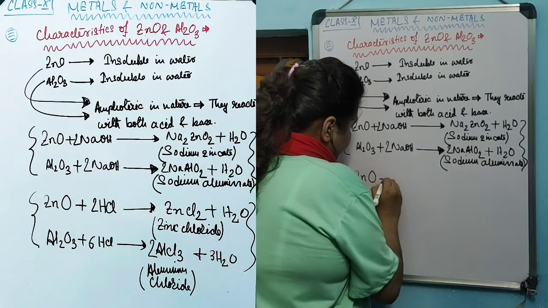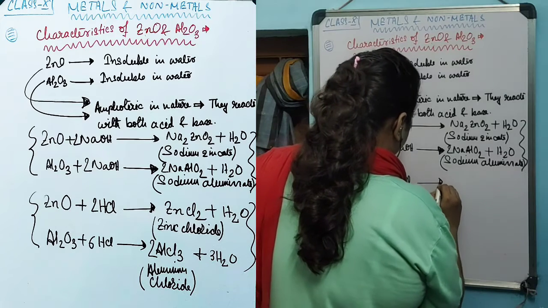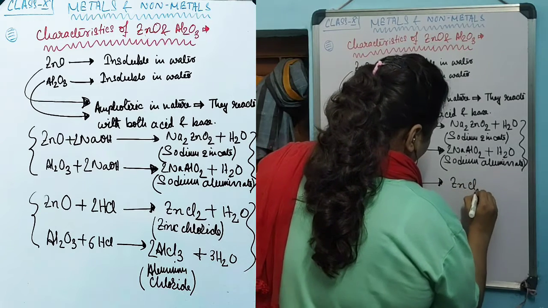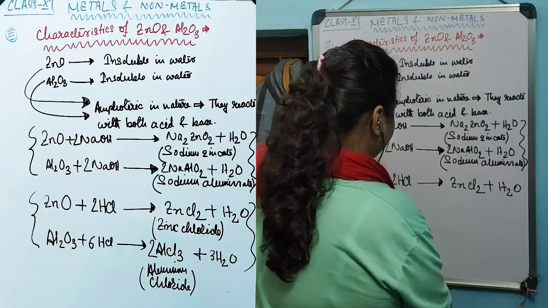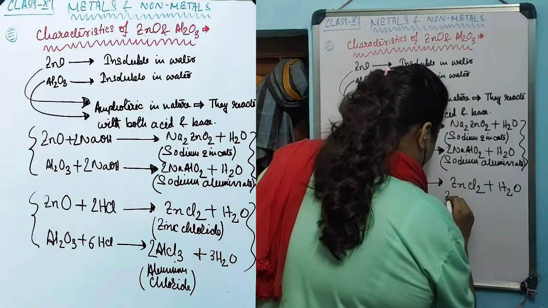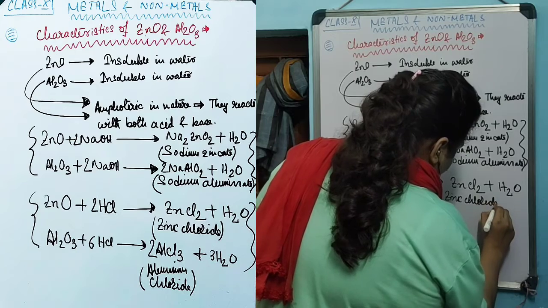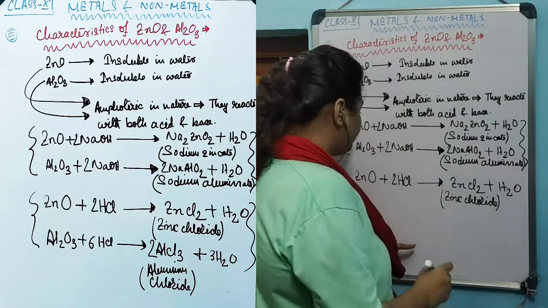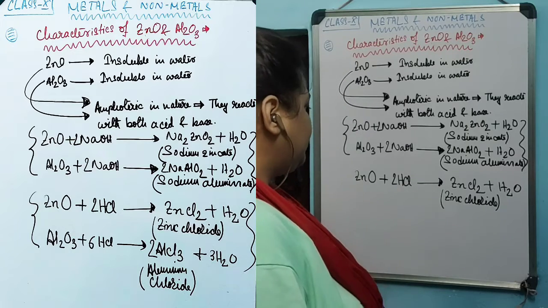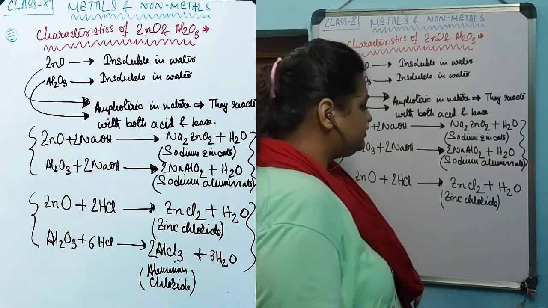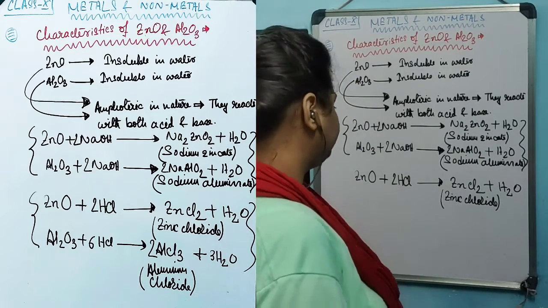Like when zinc oxide reacts with HCl, hydrochloric acid, it produces zinc chloride and water. This is zinc chloride. To balance this, I have multiplied HCl by 2 on the left hand side, which balances the chloride on both sides and hydrogen on both sides. Oxygen is already balanced, zinc is already balanced.